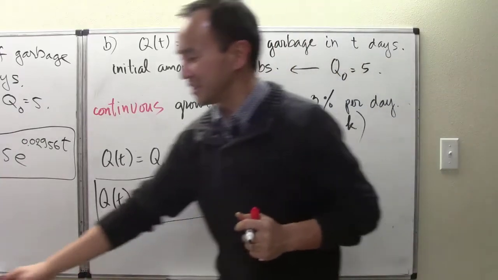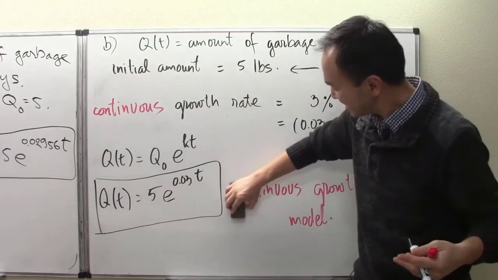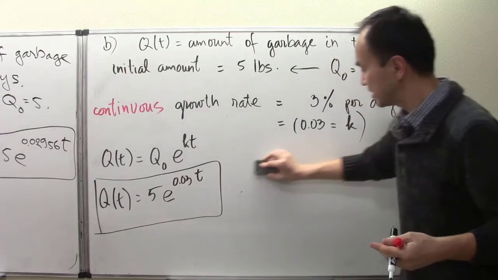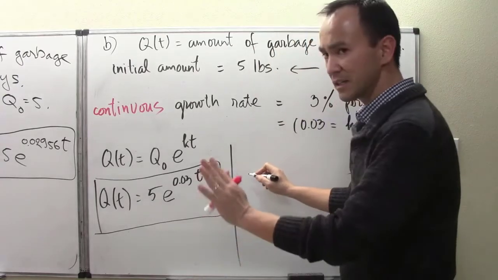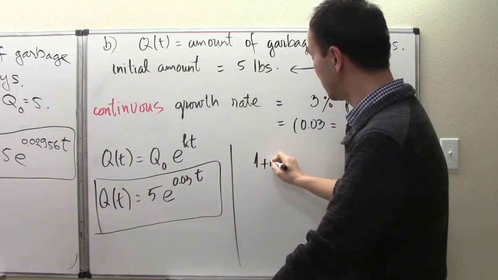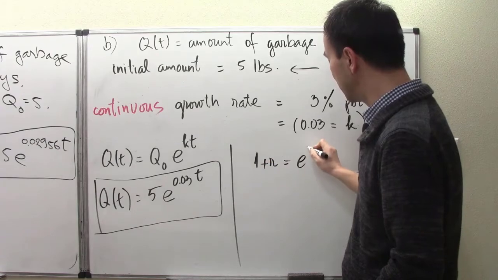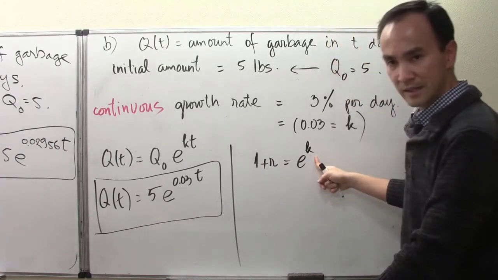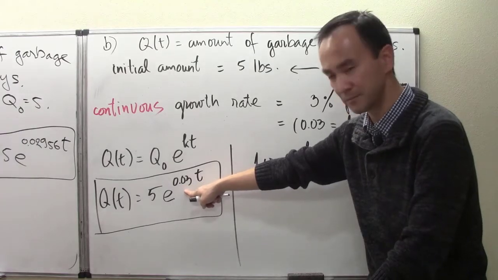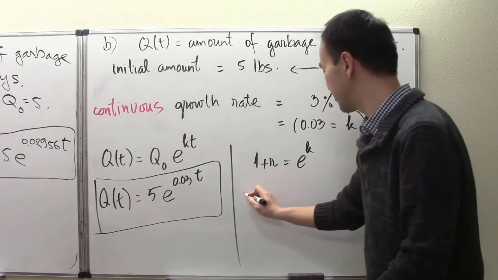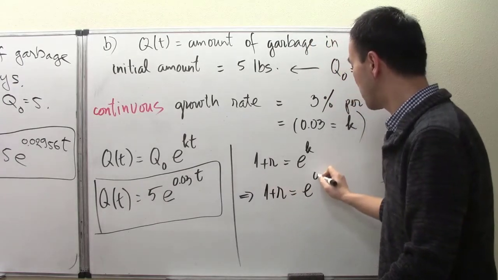We're just trying to go away from base e. So now, yes, I know this is the continuous growth model, but from that understanding, 1 plus r, the periodic growth rate, plus 1 must always equal e to the k. We have found our k to be 0.03 previously from this problem. So that means directly in this problem, I'm looking at 1 plus r equals e to the 0.03.